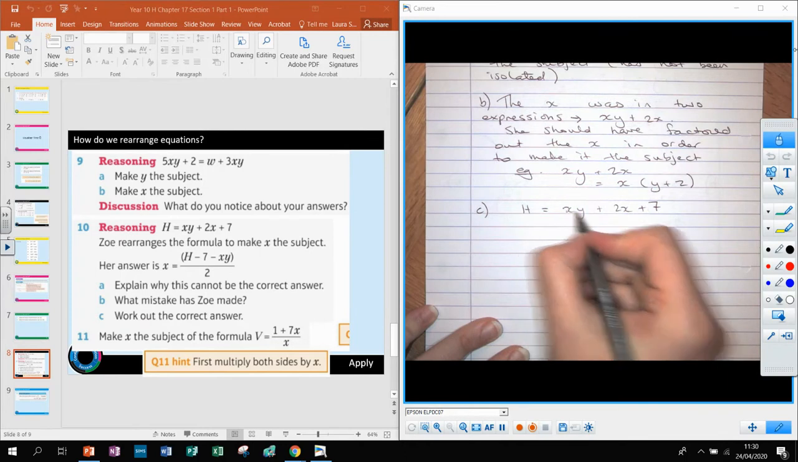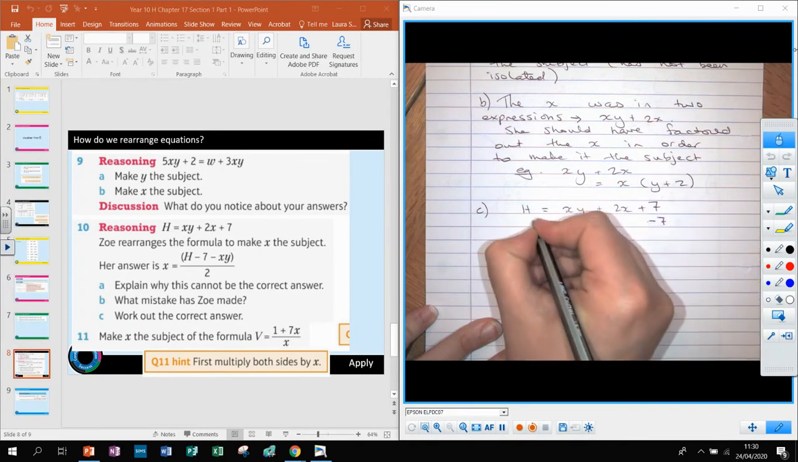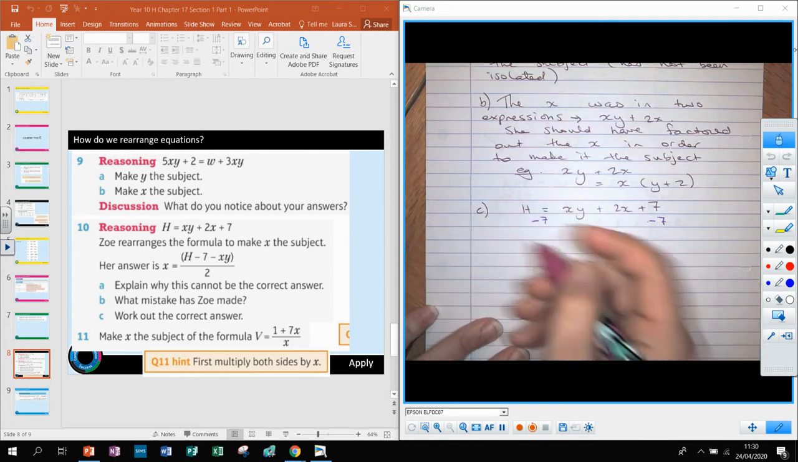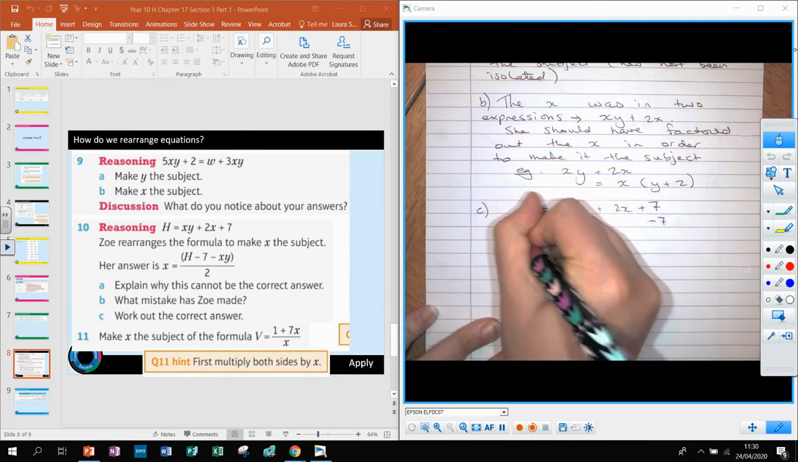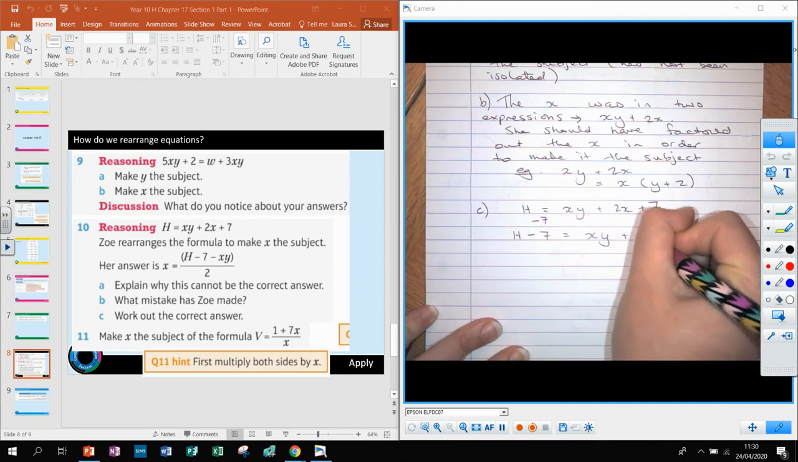First things first, we want only the expressions with x to be on the right, so let's take away the 7. That wasn't one of her mistakes because she did take away the 7. All right, so we've got h minus 7 equals xy plus 2x.